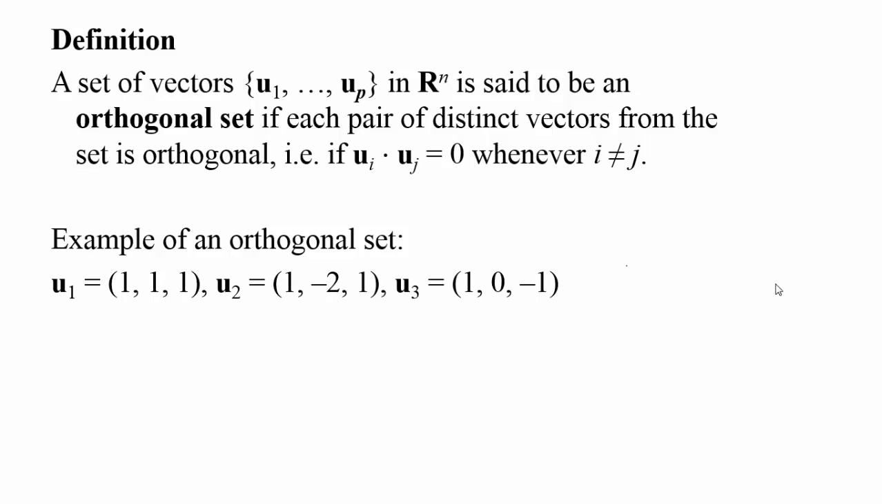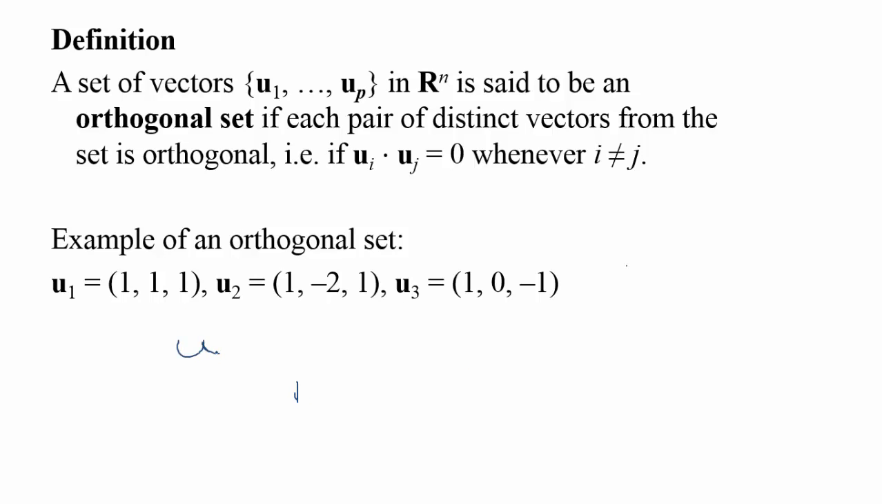So in section 6.2, we want to discuss having a set of vectors where each vector is orthogonal to every other vector in the set, so that the dot product of any one vector with any other vector is going to be equal to 0. So we've got an example here of an orthogonal set.